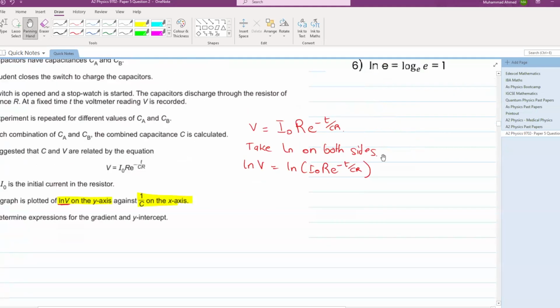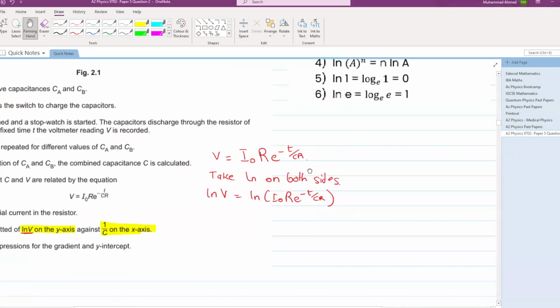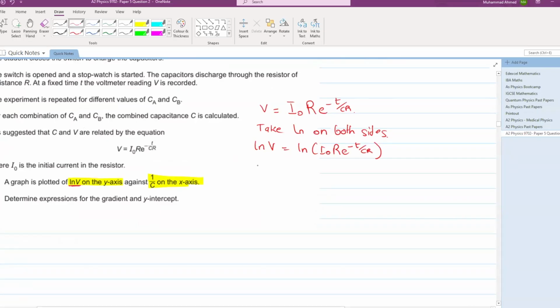Now, if you don't remember the rules of ln, I have pasted them here. And this document will be available in the link in the description. ln AB is equal to what? It can be broken down into ln A plus ln B. So let's break this up. You can say ln V is equal to ln I naught R plus ln e to the power of minus T over CR. Perfect. Let's rearrange the equation further.